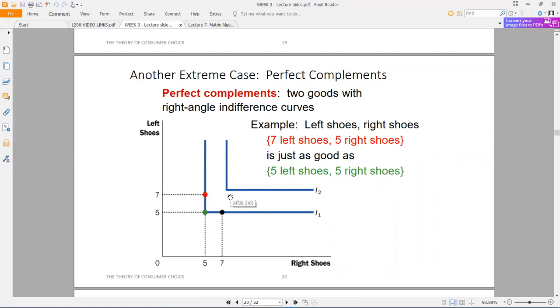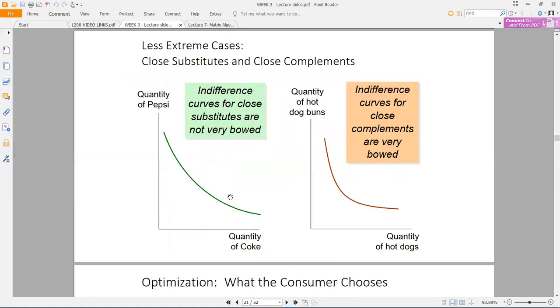There will be cases in exams where you'll be asked to draw the indifference curve, maybe for perfect substitutes or perfect complements. So you know that for perfect substitutes, the indifference curve is just a straight line, and for perfect complements, it has an L shape. So those are the two extreme cases.